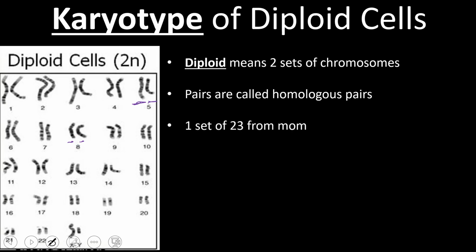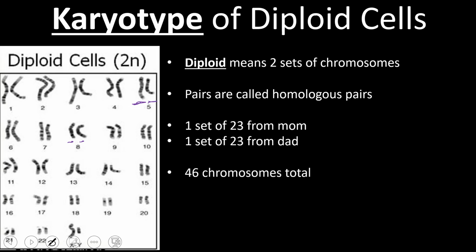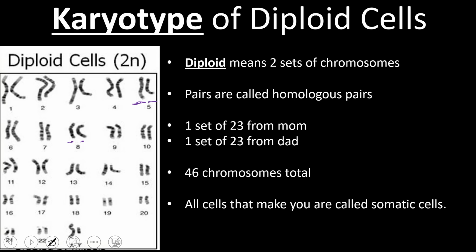Okay, where did they come from? Well, 1 copy of each chromosome came from your mom, another copy of each chromosome came from your dad, and that equals 46 chromosomes total. All the chromosomes that make your body, those are called somatic cells or body cells.